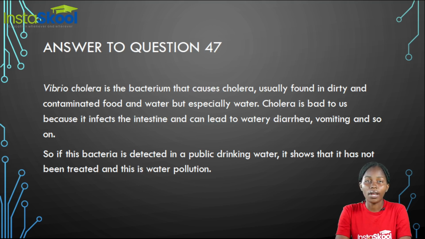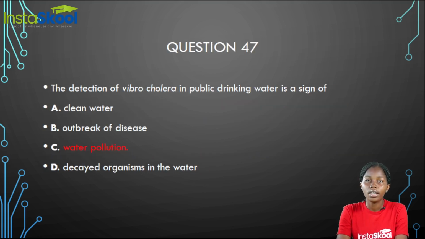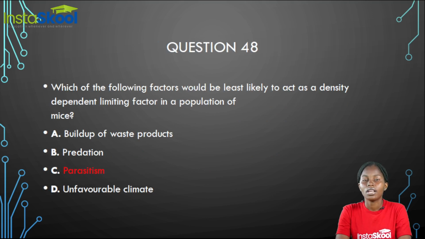Cholera can infect the intestine, and when somebody is diagnosed with cholera, it can lead to watery diarrhea, vomiting, and so on. So for this bacteria, Vibrio cholerae, to be detected in public drinking water, it shows that the water is polluted and contaminated. So our option is option C. It shows water pollution. We move on to question 48.